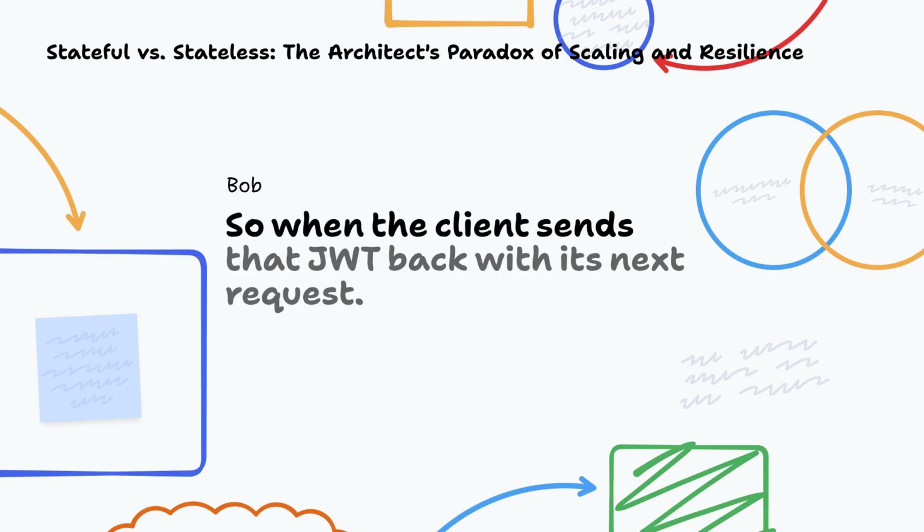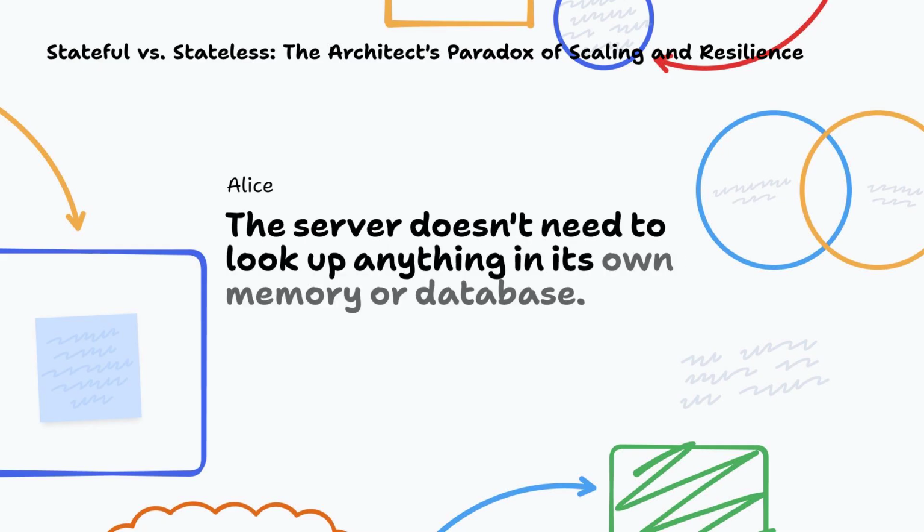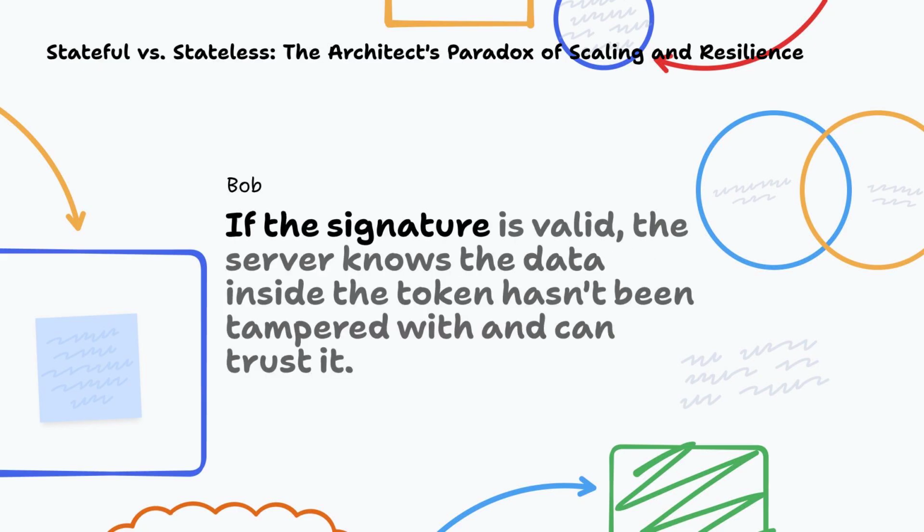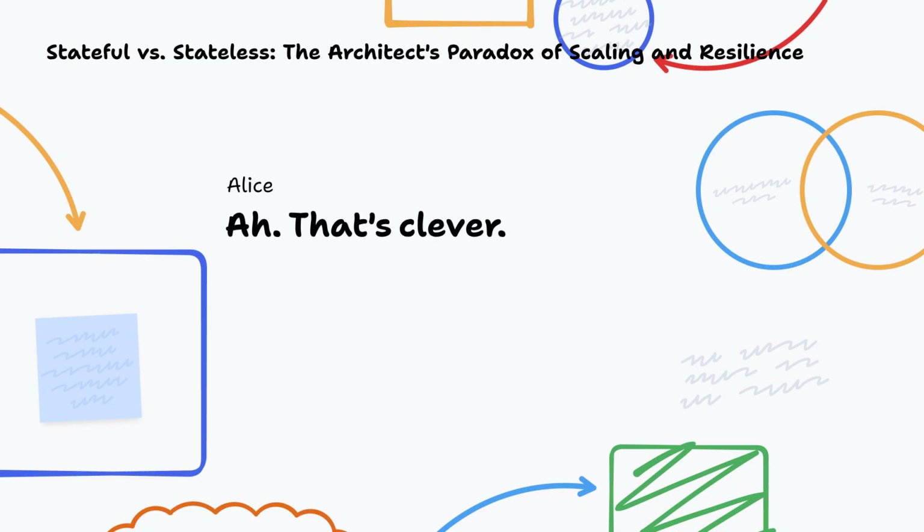So when the client sends that JWT back with its next request, the server doesn't need to look up anything in its own memory or database. Exactly. It just needs to verify the signature using its secret key. If the signature is valid, the server knows the data inside the token hasn't been tampered with and can trust it. That's clever.